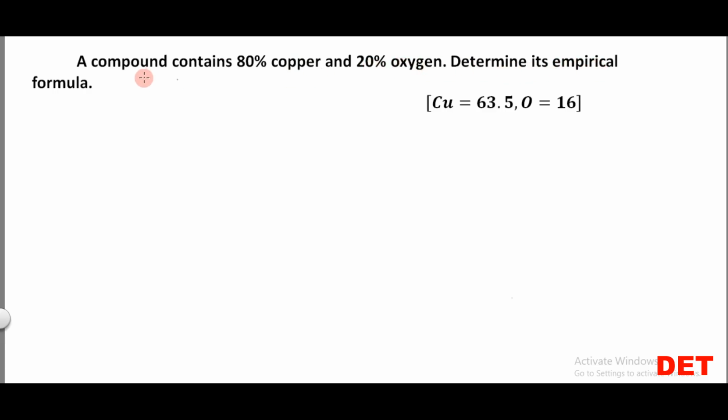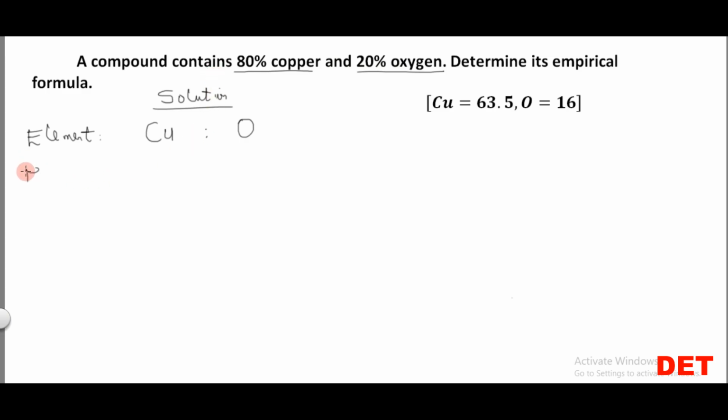Determine its empirical formula. So the first thing I would want to do here is to first of all write out the elements that are present in this compound. So the two elements present in this compound are copper, which is Cu, and oxygen. Those are the two elements that are present in this compound.